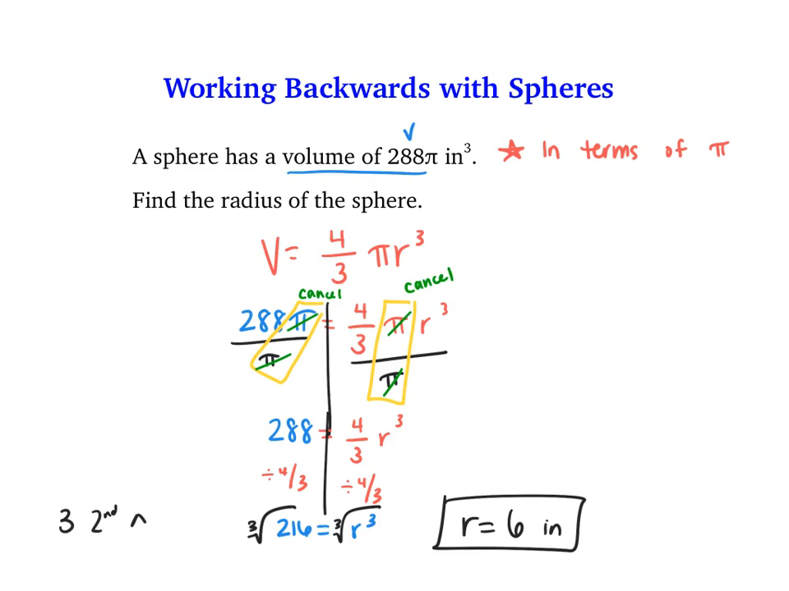Okay, so you had two examples of working backwards. One was in terms of pi, and we saw that the pi's just canceled. When it's not in terms of pi, you'd actually want to grab that calculator and do divided by 3.14 on both sides. So today's new material was in terms of pi and working backwards.